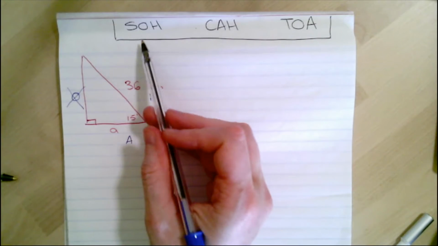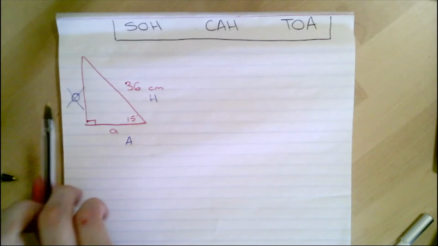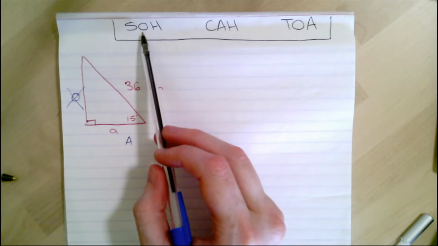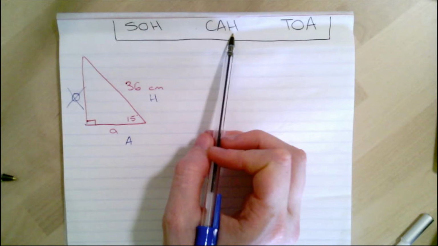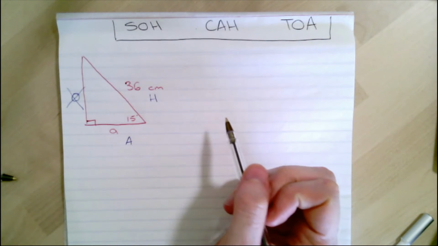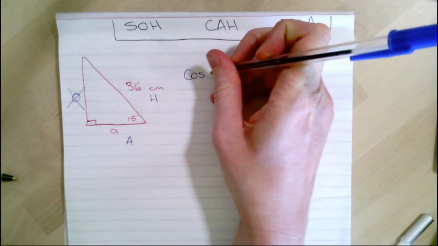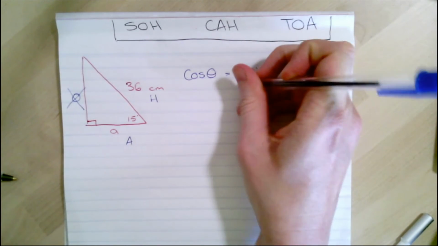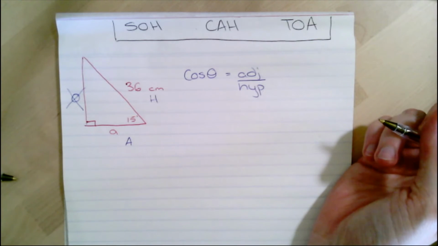So I need to figure out whether I'm using sine, cos, or tan for this particular question. So whatever one I choose, it can't involve an O. So it can't be sine and it can't be tan. It must be a cos. See how it's got the A and the H, because cos is equal to adjacent over hypotenuse. So let's write that out. So cos is equal to adjacent over hypotenuse. Now I'm just abbreviating them there to make it faster.